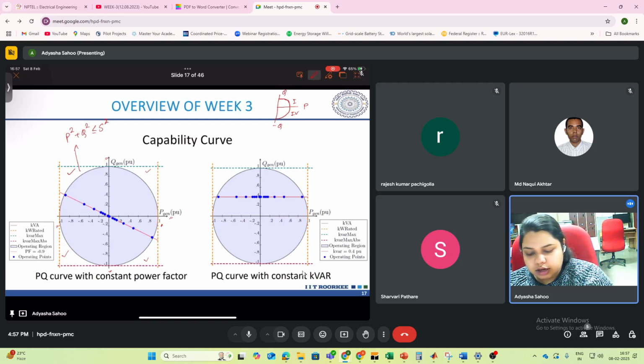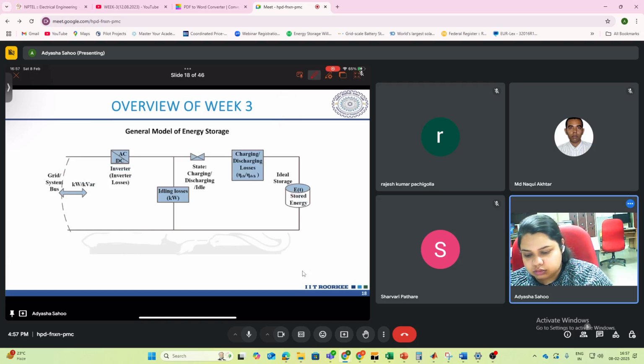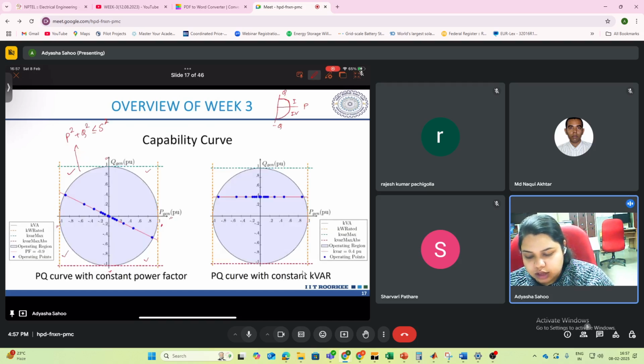So as the active power capability is increasing in this direction, so as the P gen is increasing, we say that the Q gen capacity will decrease. And similarly in this direction, as the Q gen capability is increasing, the P gen capability is decreased because of this equation.